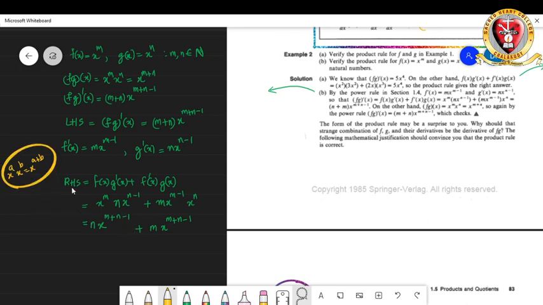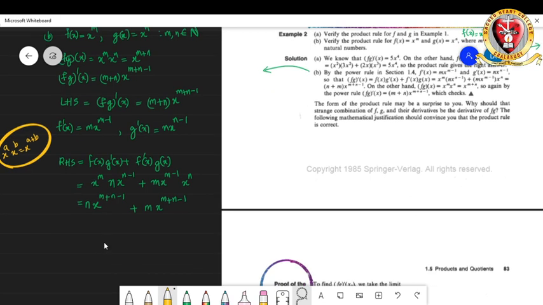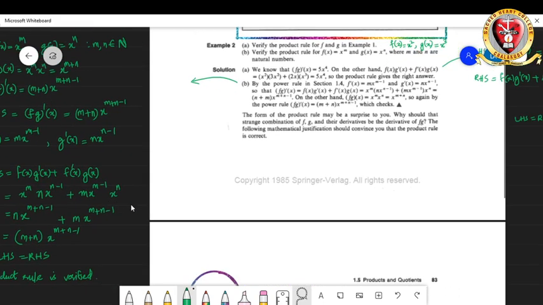Okay, so that is what we have used here. So finally, you have the same powers of x. So you can take the constants like this, m plus n into x raised to m plus n minus 1, and therefore we obtained LHS is equal to RHS, and we have verified the product rule. Product rule is verified. So when a question of verification is asked, we have to do like this.